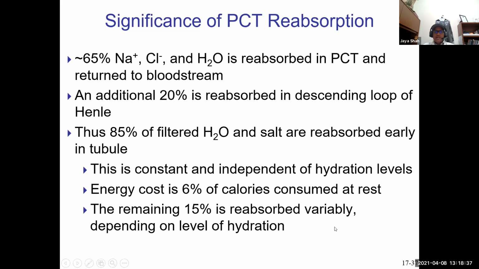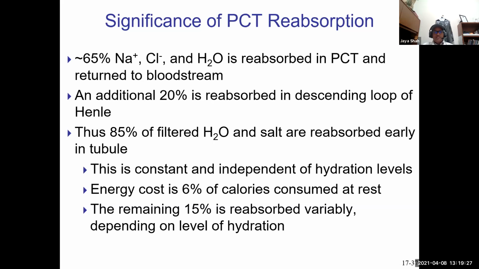So the energy cost is 6% of calories consumed at rest. Let me ask you, why do you need 6% energy for the reabsorption? Sodium potassium pump? Yes, sodium potassium pumps are active pumps and they break down ATP. 6% of your calories, like if you are taking 2,000, that is almost 120 calories. 120 calories is around a large size banana. So just to make your pee, you need to eat one banana. That's how much energy you would need for this.